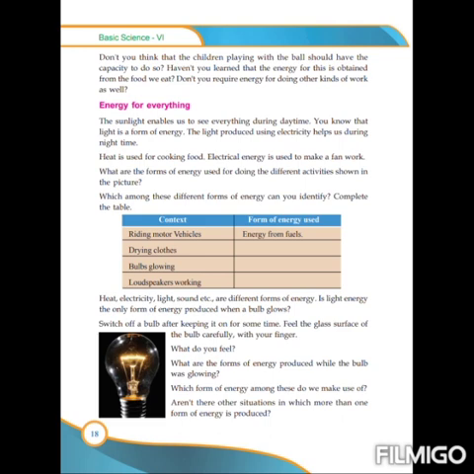Now, among these three forms of energy, which energy do we make use of? We use the light energy. The light produced using electricity is used by us. Aren't there other situations in which more than one form of energy is produced? Now, you have to find out other situations where more than one form of energy is produced.